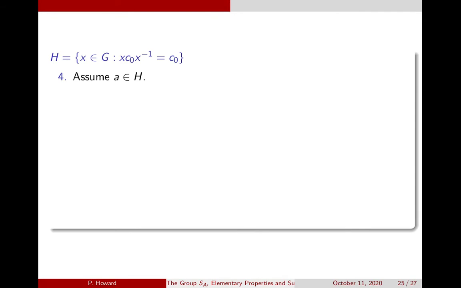And finally, we show that H is closed under taking inverses. So let's assume that A is in H. That means that A times C0 times A inverse equals C0. It means this equation is true when X is replaced by A.